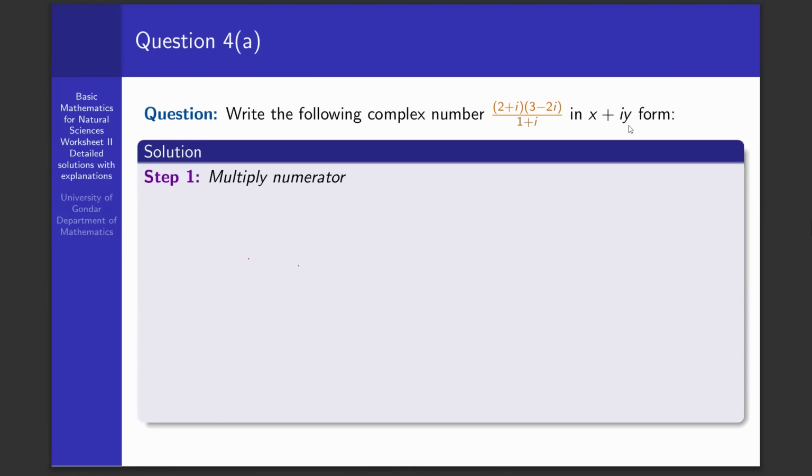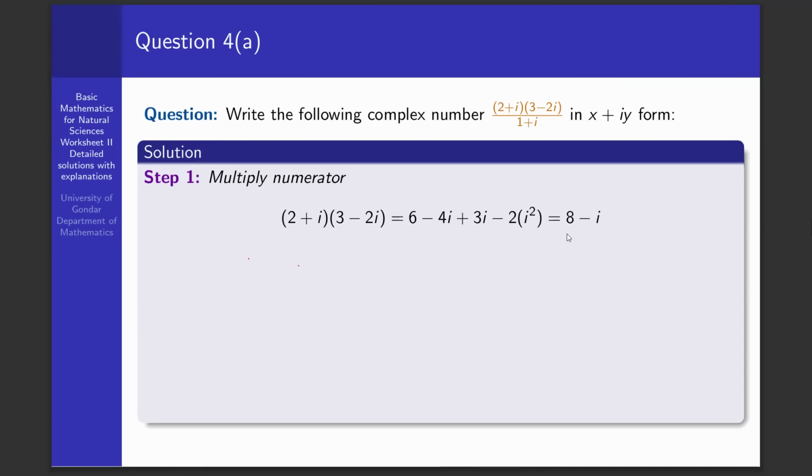Therefore, our first thing would be multiplying the numerators together. When we expand this one, 2 plus i times 3 minus 2i: 2 times 3 is 6, 2 times minus 2i is minus 4i, i times 3 is plus 3i, and i times minus 2i is, I think, positive 2, because i squared is minus 1 times minus 2 is positive 2. So when we simplify this one, we have 8 minus i, which is the numerator.